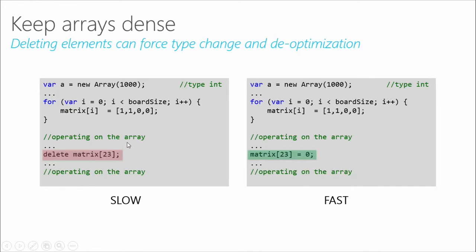On the left-hand side, we have an array with 1,000 elements, basically a board matrix we're going to work with. Then I want to run some operation on the array, and what I choose to use is delete. Delete is such a bad way of deleting your elements because it can force a type change and undo all the optimization. So delete is one of those functionalities that you use only if you have to.